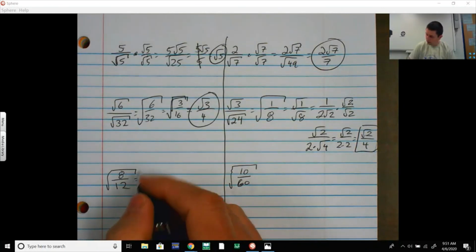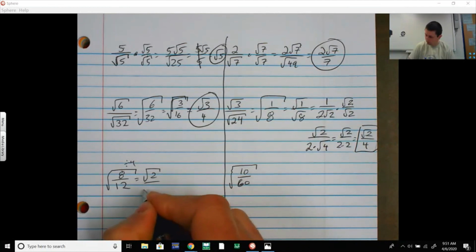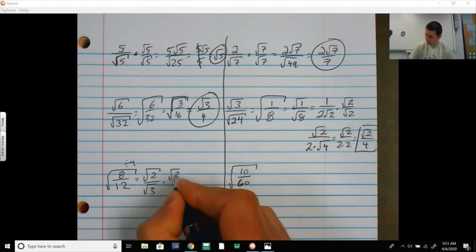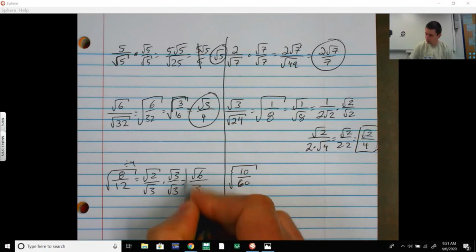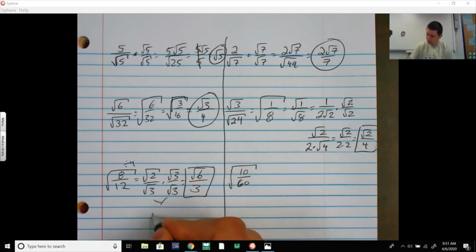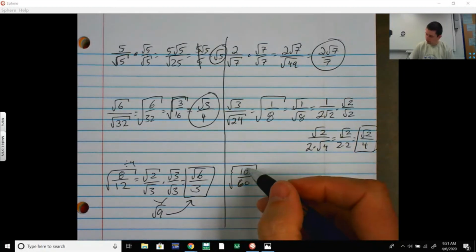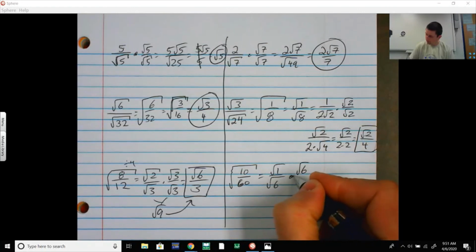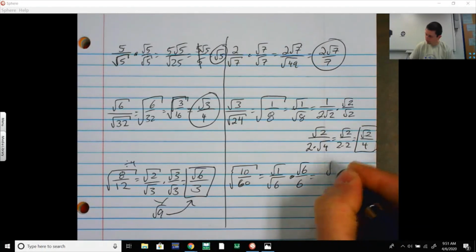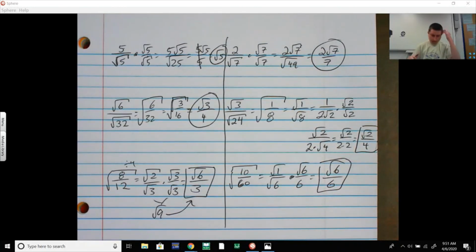Okay, square root of 8 over 12. Reduce 8 over 12. That'd be the square root of, divide by 4, so square root of 2 over the square root of 3. Take top and bottom times the square root of 3. The 2 and 3 are both inside, so it's square root of 6. That would be over 3. Root 3 times root 3 is the square root of 9, which is 3. Square root of 10 over 60, that would be square root of 1 over the square root of 6. Top and bottom times the square root of 6, and you get root 6 over 6. Okay, leave it just like that.